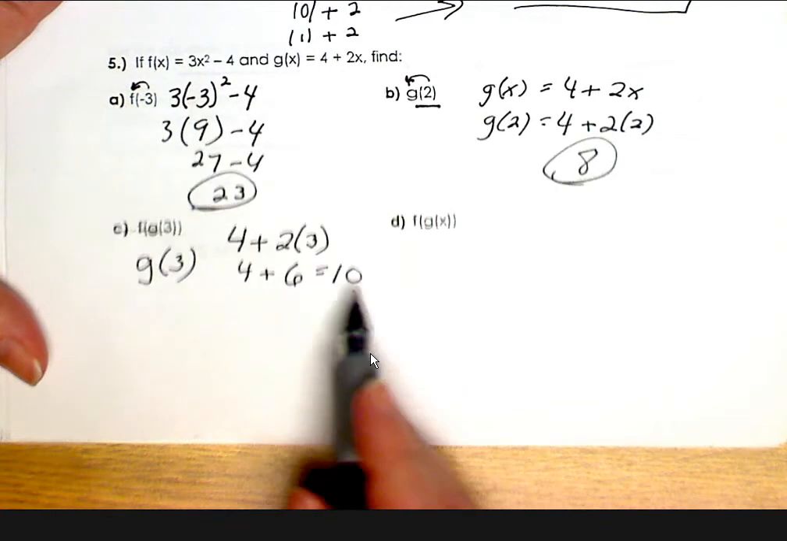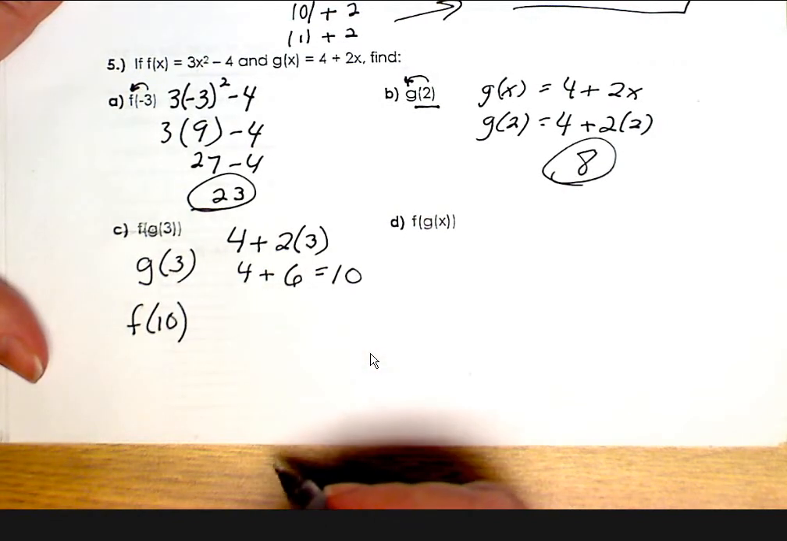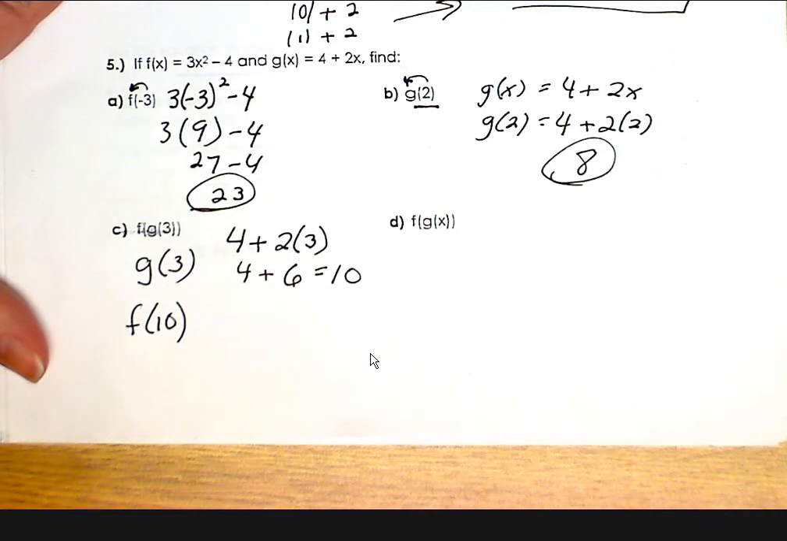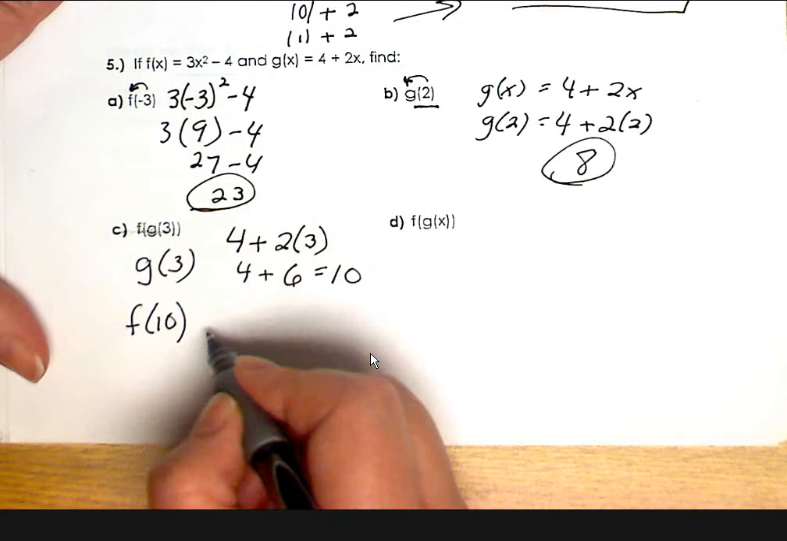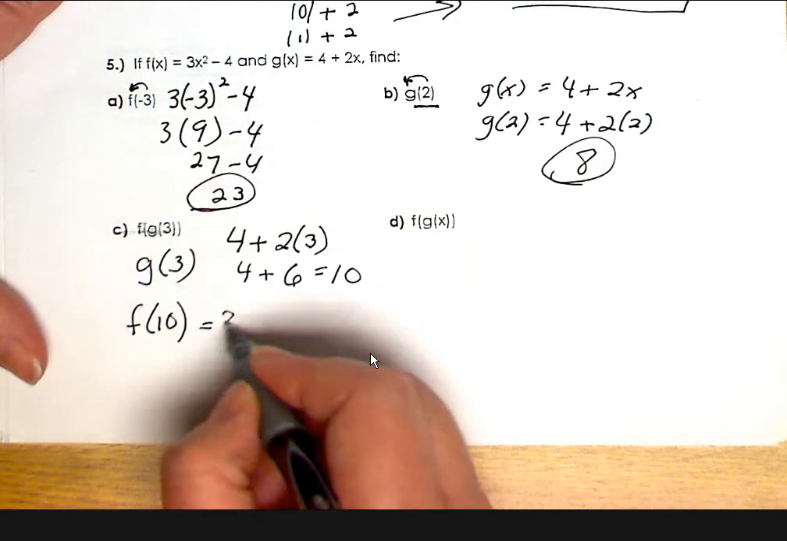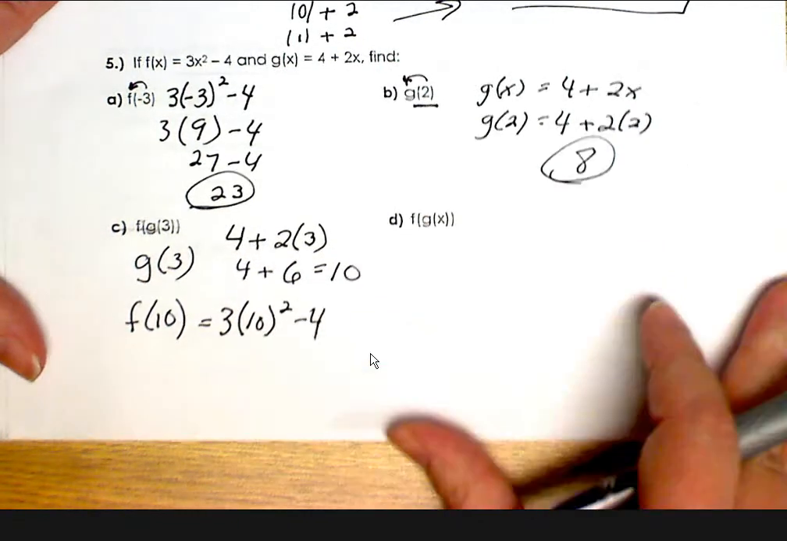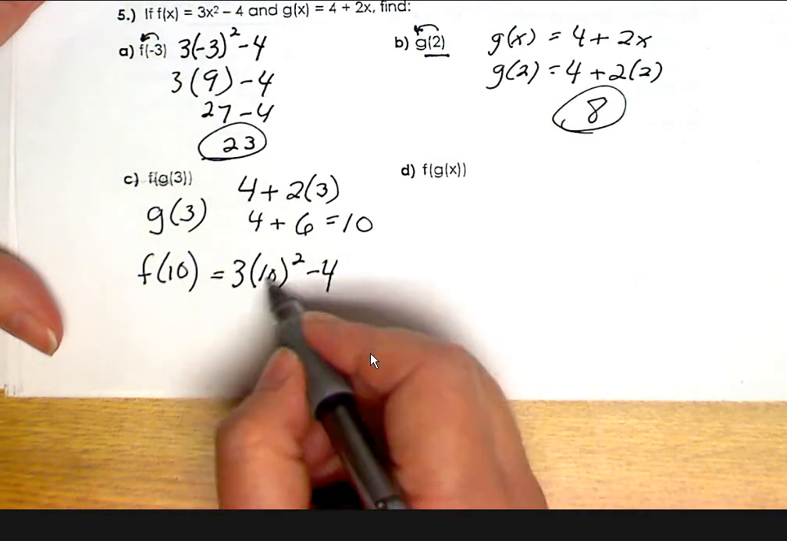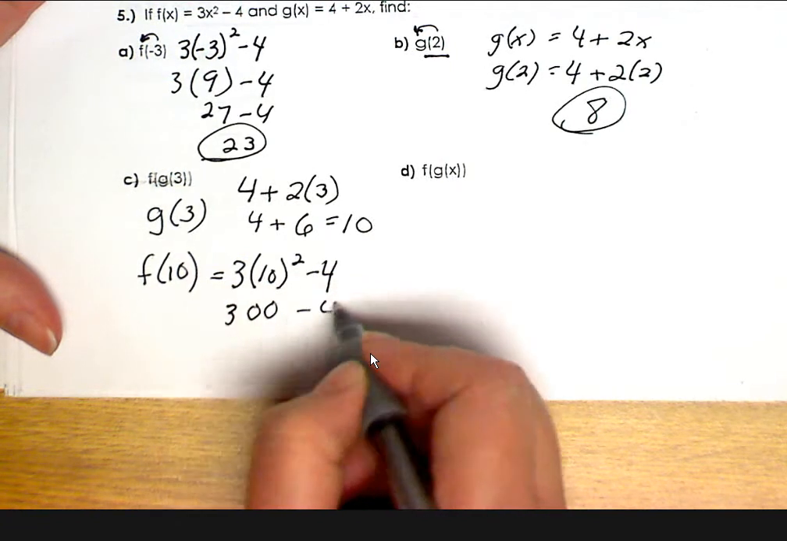Once I get 10, I have to say f of 10. And then what is it asking me to do? Put 10 in for the x of f, right? So I'm going to put it in this one. So it says 3, and now instead of x, I'm going to have 10 squared minus 4. 10 squared is 100, so I have 300 minus 4 is 296.